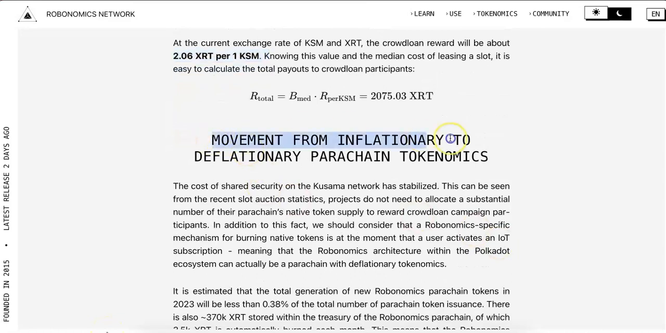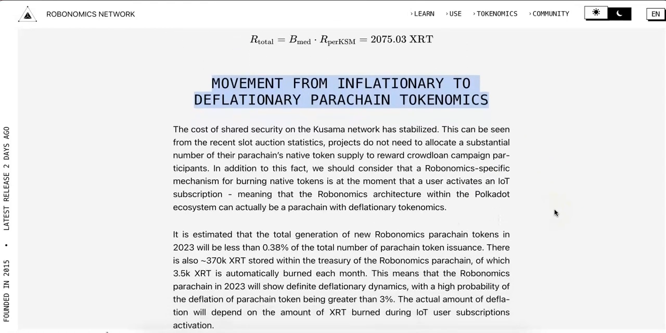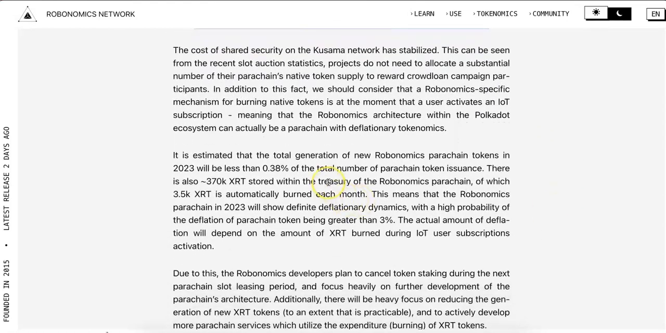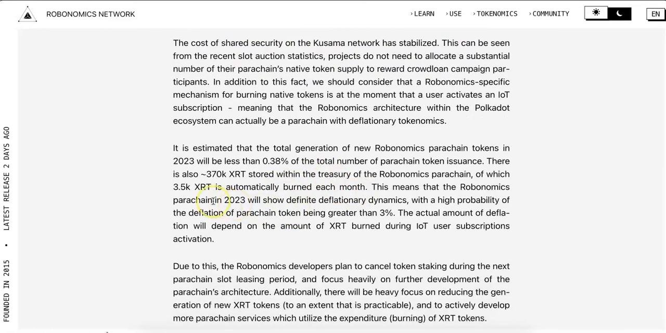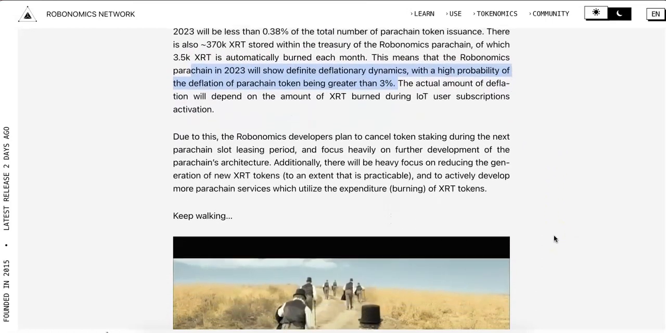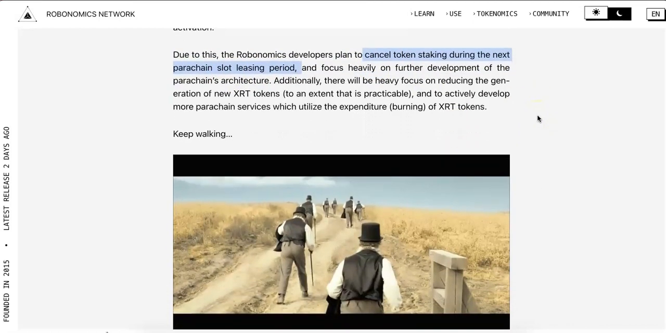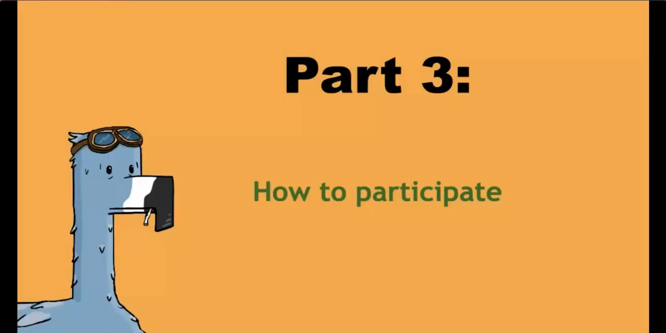Their tokenomics would be deflationary in the future, and in their document they said in 2023 the deflation would be greater than 3%. And they also talk about their future plan. They will cancel the token staking during the next parachain slot. That means there will be no inflation on this part, and they will focus on the development.